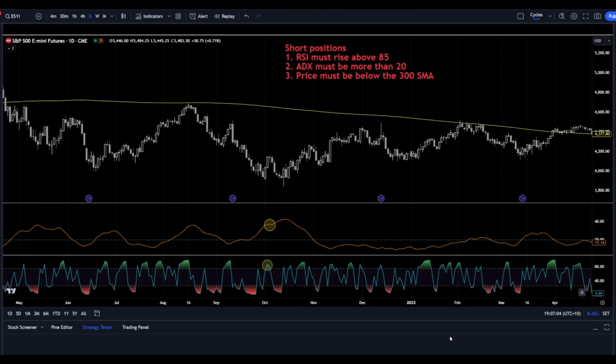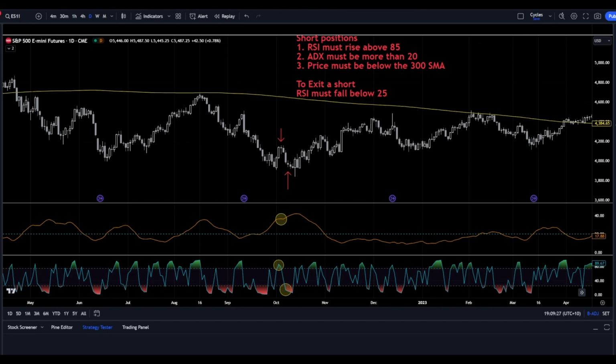Here's an example of a short setup where the RSI has moved above 85 and the ADX is above 20. Price is also below the 300-day moving average. That means we take a short position on the open of this bar. To exit a short position, the RSI must fall below 25. Here the RSI fell below the 25 level, which means we can exit on the open of the next bar.